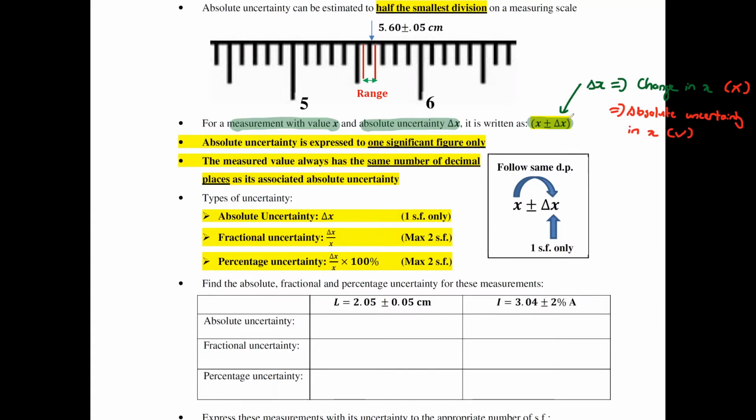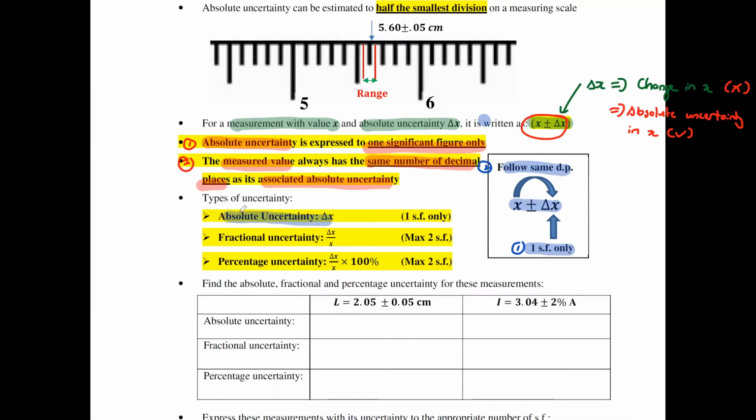When writing your measured value with its absolute uncertainty, there are two rules to follow as written here. The first rule is that the absolute uncertainty must be expressed to one significant figure only. And then the second rule to follow is that the measured value must always have the same number of decimal places as its associated absolute uncertainty. So in summary, when you're writing your measured value with its absolute uncertainty, first make sure that your absolute uncertainty is at 1 SF only. And then secondly, make sure that your measured value has the same dp as your absolute uncertainty.